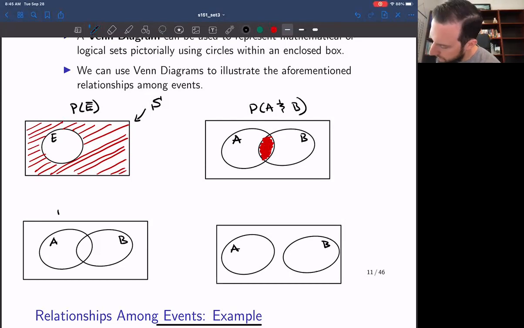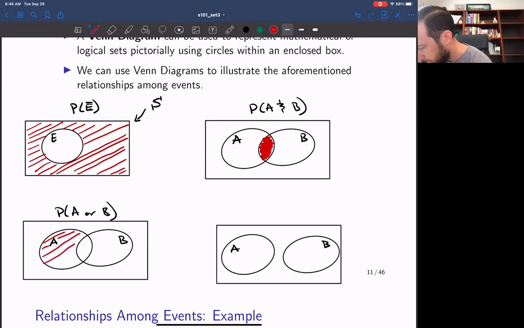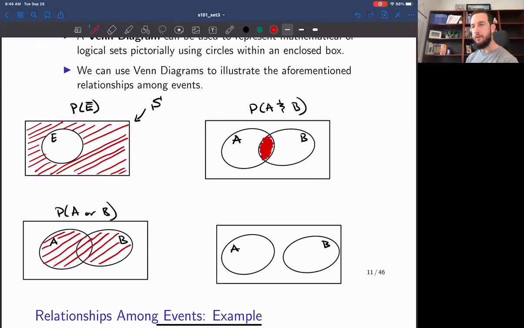The union is going to be what they share and each component separately. So the union represents everything across the space of the two events. So you can see that the intersection, again, is a subset of the union.